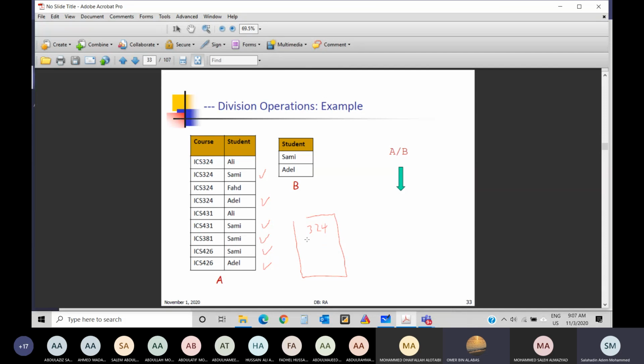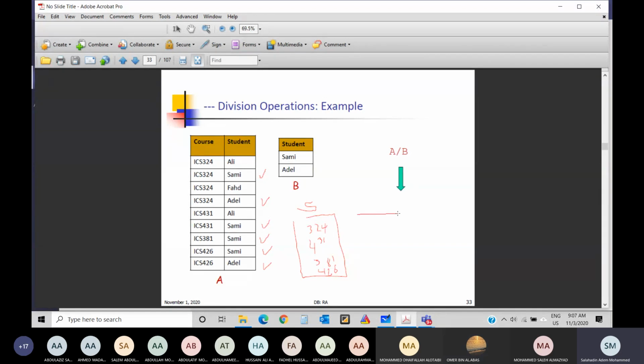Sami took 431, Sami took 381, and Sami took 426. So these are the 4 courses that Sami took. Now, what are the courses that were taken by Sami? Do you agree with me? Isn't it?